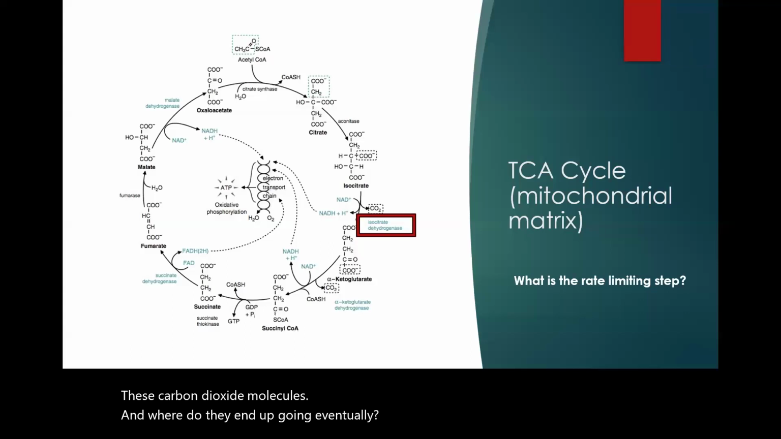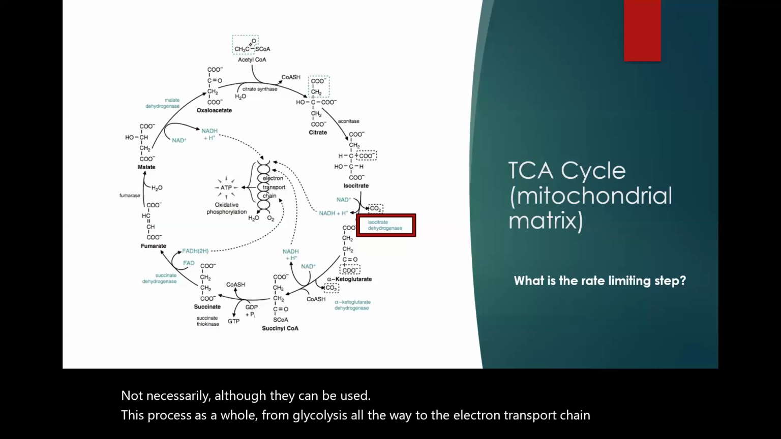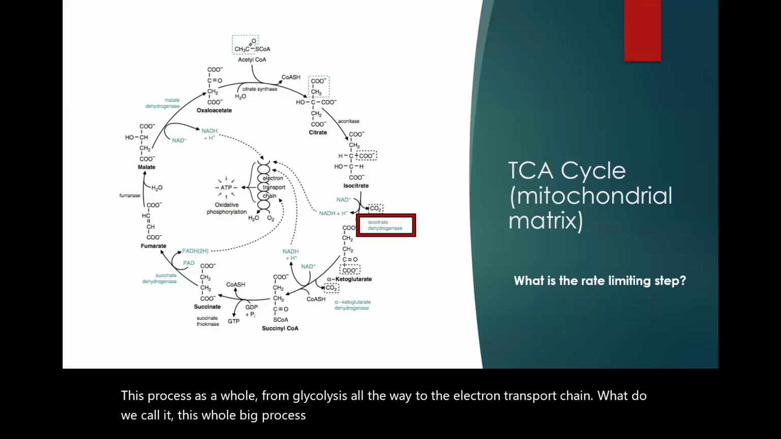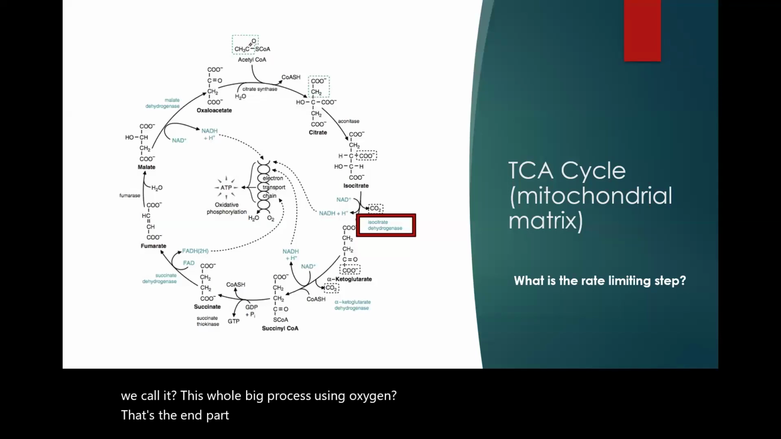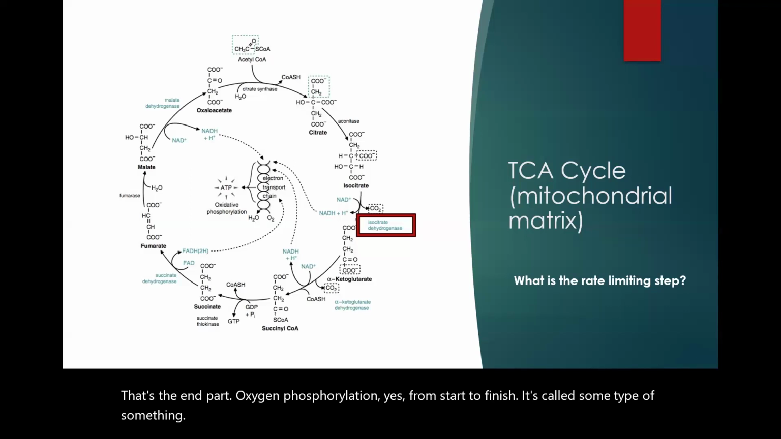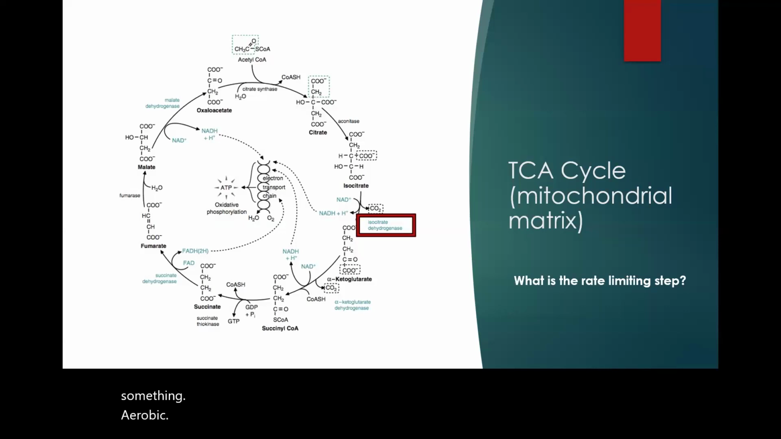Not necessarily, although they can be used. This process as a whole, from glycolysis all the way to the electron transport chain, what do we call it? This whole big process using oxygen. That's the end part, oxidative phosphorylation, yes. From start to finish, it's called aerobic respiration. So in aerobic respiration, we have to have oxygen to do this process.